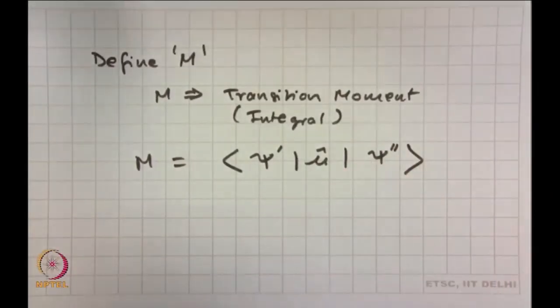I am sure you have done this in quantum mechanics, the Dirac bra-ket notations. M is referred to as the transition moment. It is also referred to as an integral because this is essentially what you are solving. Finally, you get a certain value which is the transition moment.